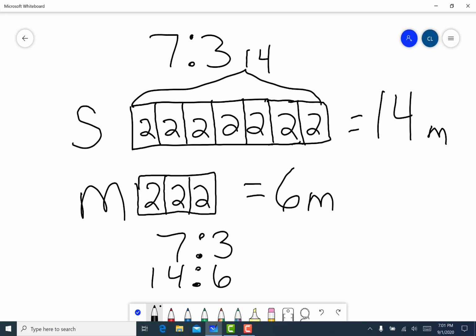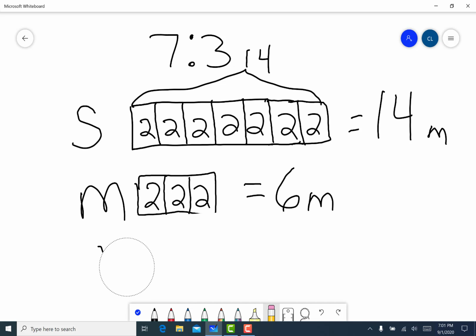Okay, so you should have seen that, yes, it is, because if you take that 7, what do you get when you multiply 7 times 2? You're going to get 14. All right, and if you multiply 3 times 2, you would get 6. So you multiply both by 2 to get 14 and 6, so that is equivalent.